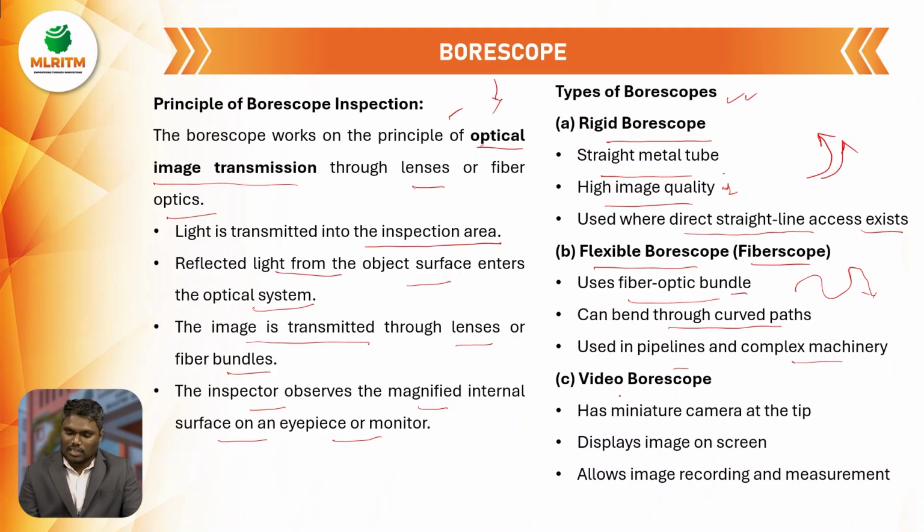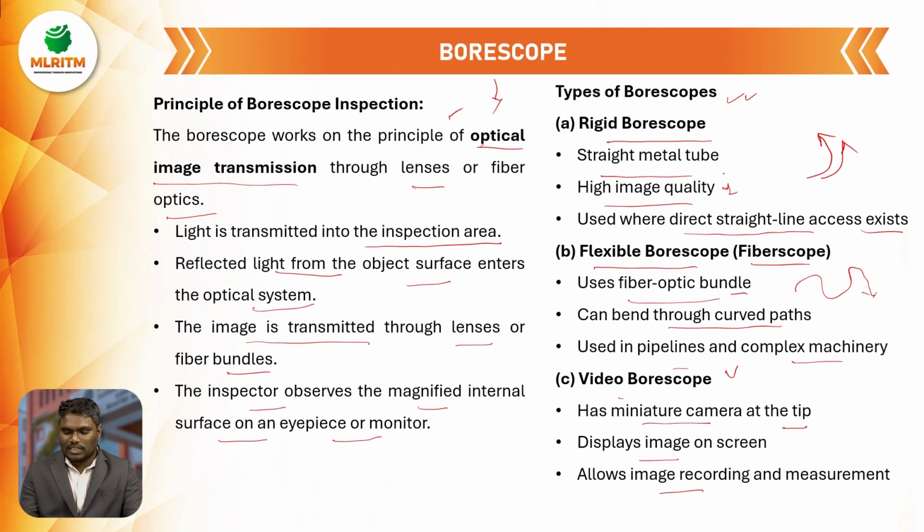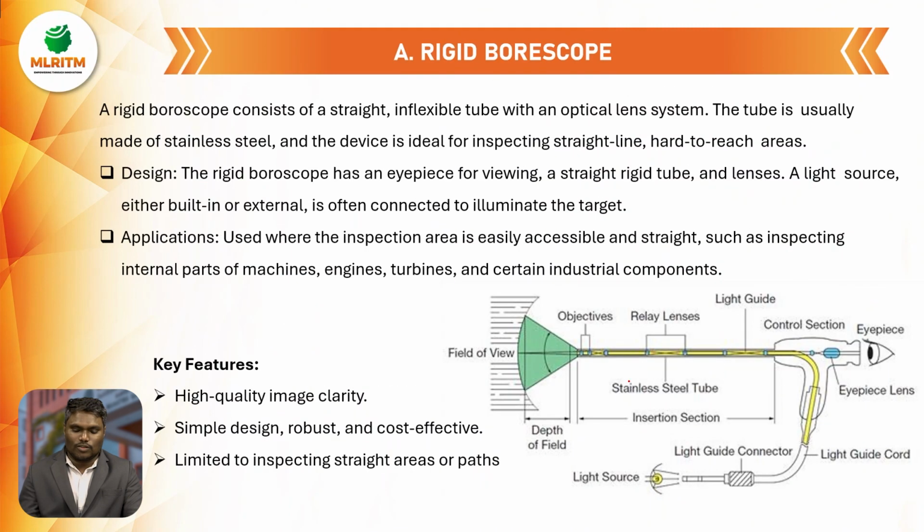And then the third type of boroscope is the videoscope. It has a miniature camera at the tip, and it displays the images on the screen, and it allows image recording and measurement. Next we will be discussing each boroscope in depth. First we will discuss the rigid boroscope, later the flexible boroscope, and then the videoscope.